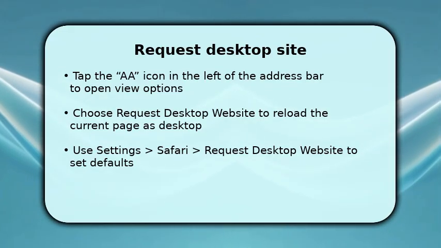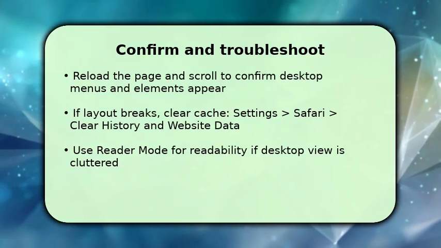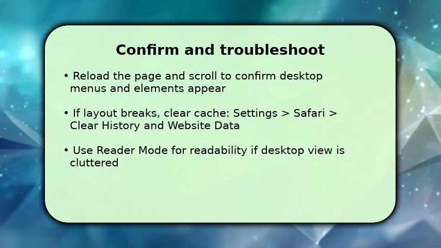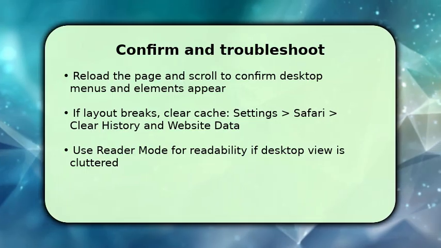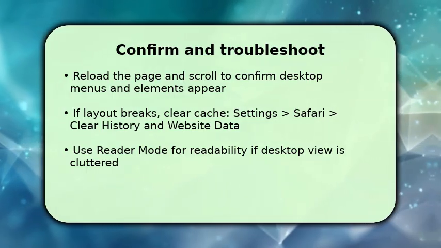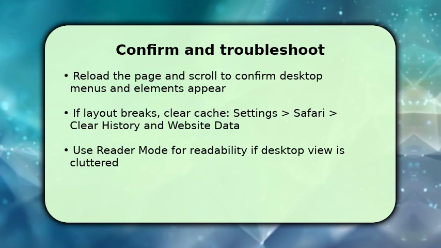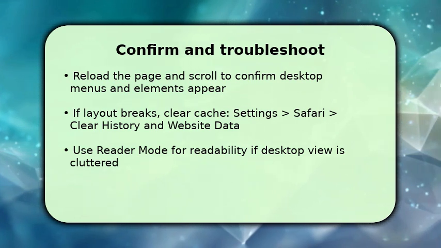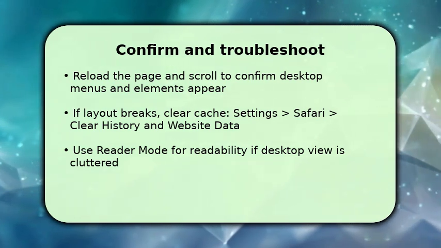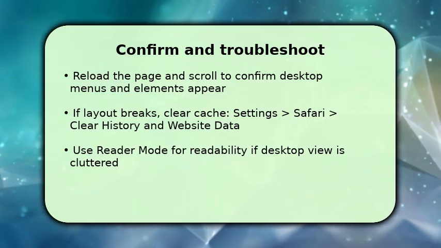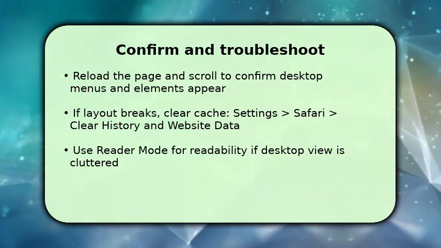After requesting desktop view, scroll and interact to confirm the full site UI is present. Some elements may still be mobile due to responsive design. If the page looks broken, clear Safari's cache or toggle the desktop request off and on. Settings, Safari, clear history and website data, then reapply Request Desktop Website.